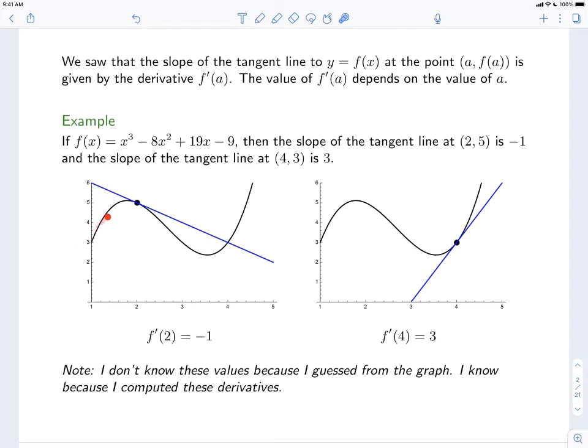So we have the same curve in both of these graphs, but we're just looking at different points. At the point with coordinates (2, 5), the slope is -1. On the same curve, if we look at the point with coordinates (4, 3), the slope is 3. So the derivative at 4 is 3.